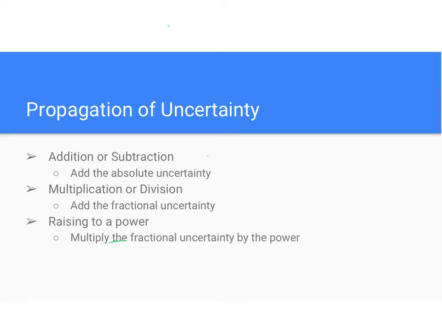If we're adding or subtracting values, we add the absolute uncertainty. Now notice that it's adding or subtracting. The reason for this is anytime we bring multiple numbers with uncertainty in together, the uncertainty of the final value is always going to increase because both of those original values have some uncertainty. So even if we're subtracting the two values, we have to add the uncertainties together. Okay? If we're multiplying or dividing, we add the fractional uncertainty. And then if we're raising something to a power, we multiply the fractional uncertainty by the power.